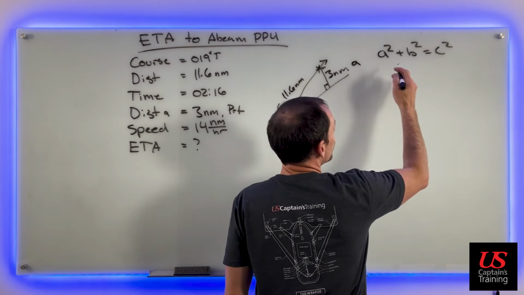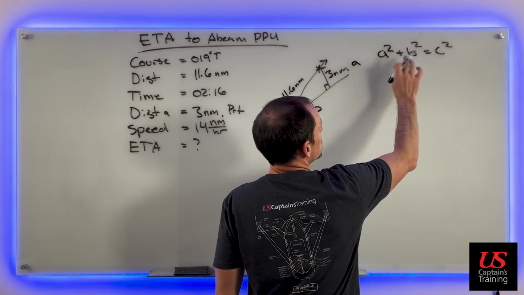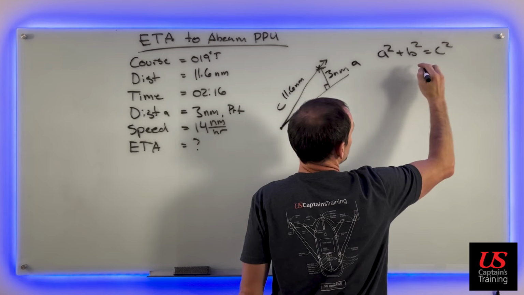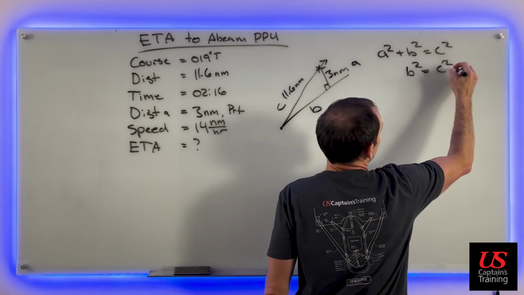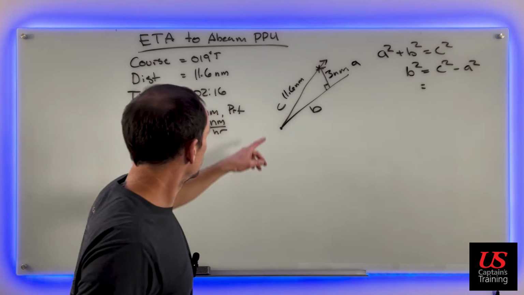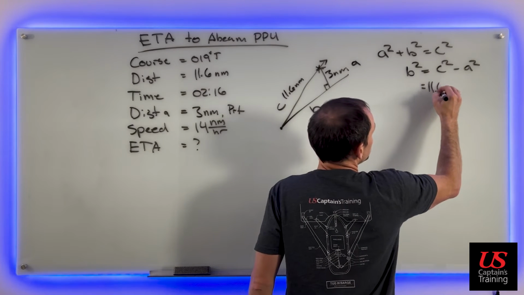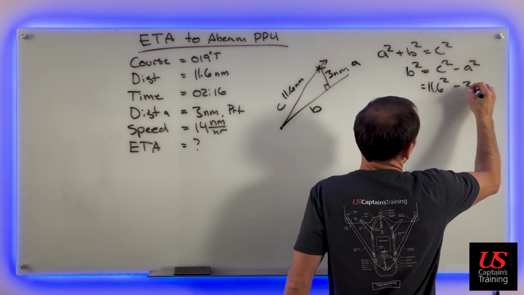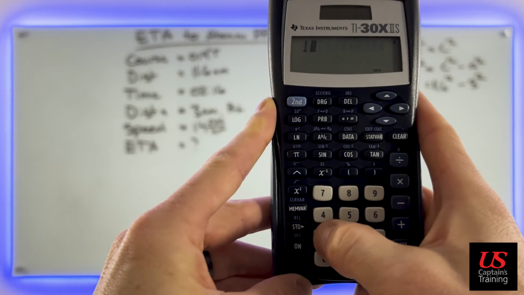So we adjust. We're solving for B, which means we need all the stuff over there. So minus A squared on both sides. So B squared is equal to C squared minus A squared. And then we put our numbers in. What was C? 11.6. 11.6 squared minus, what's A? 3. 3 squared. Okay, let's get our calculator.